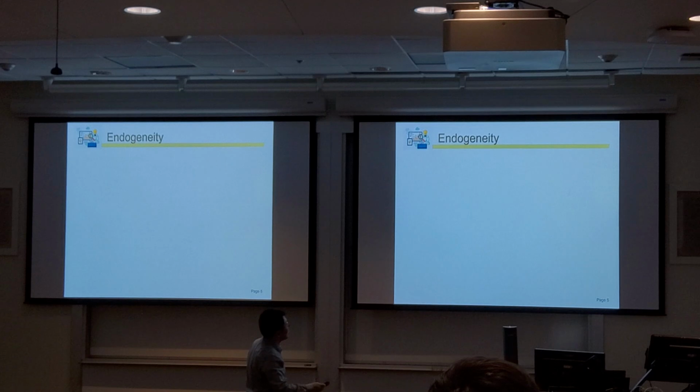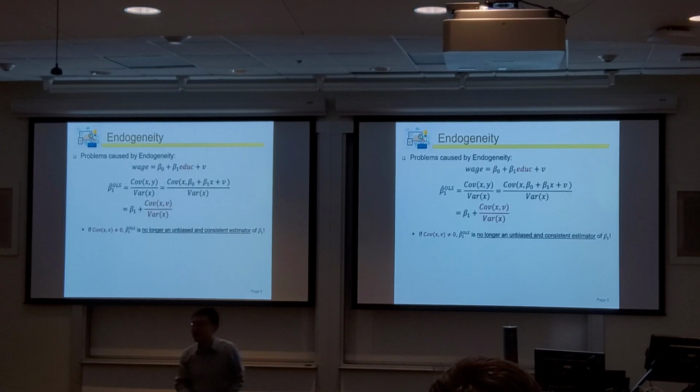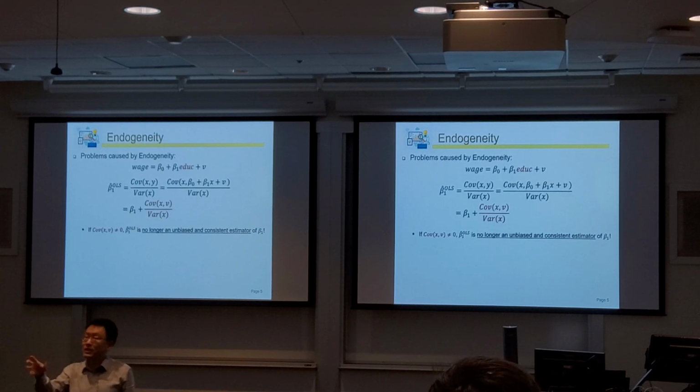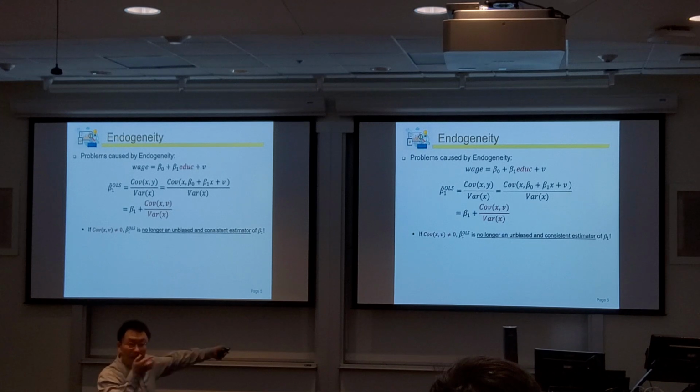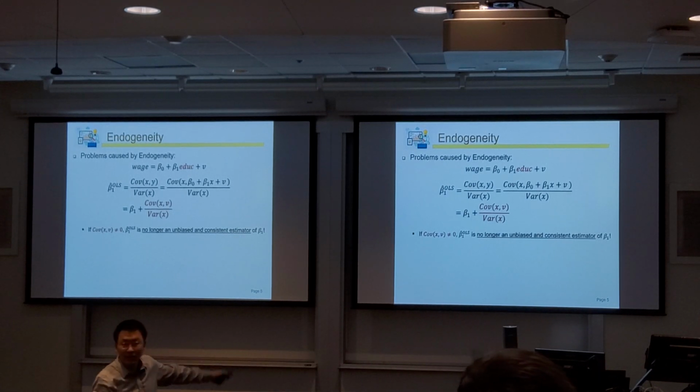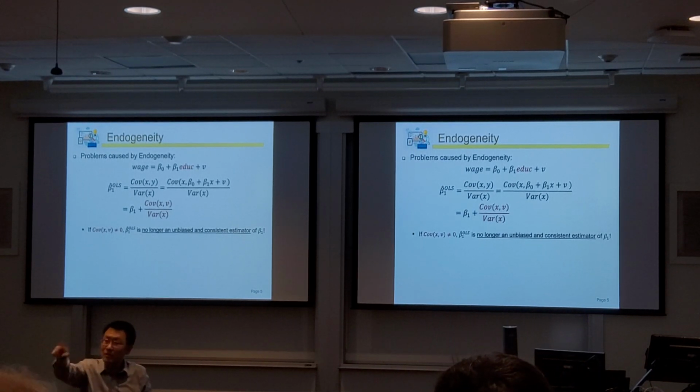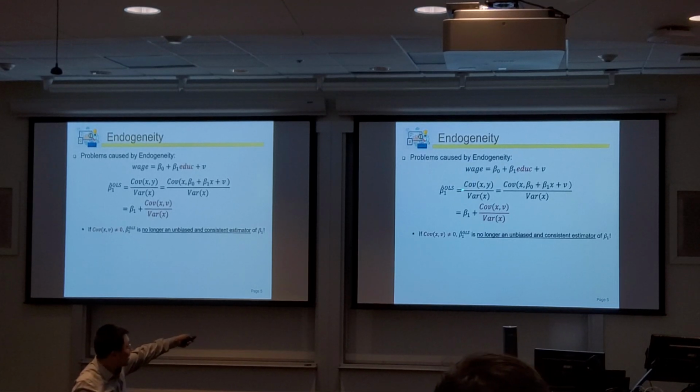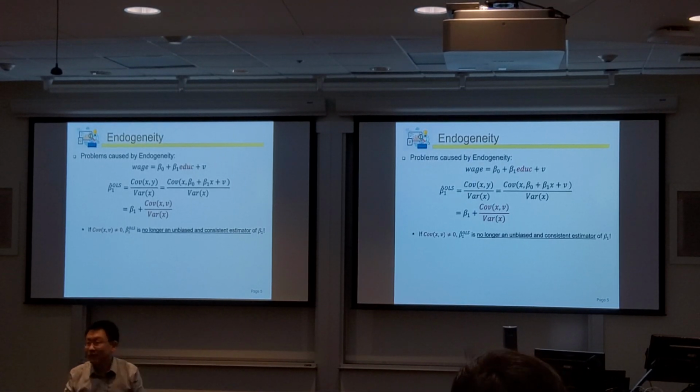And then what will happen? What is the OLS estimation? If we just regress wage on education, what will happen? The OLS estimation, if you still remember, the formula is like that: the sample covariance between x and y divided by the sample variance of the x variable.